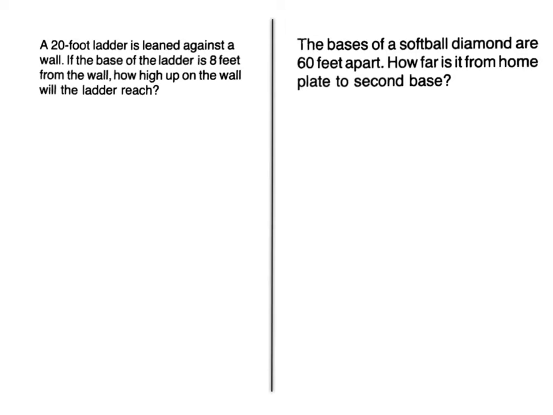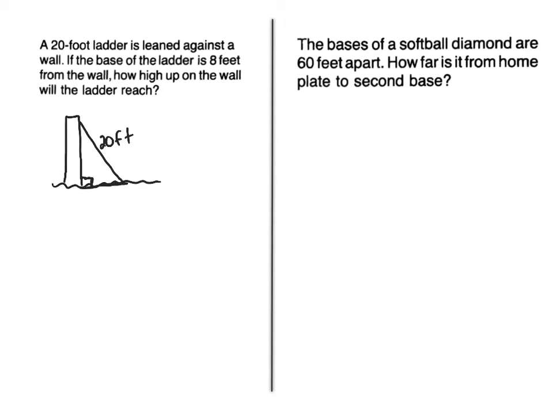So the first thing I'm going to do is draw a picture. I have my wall, I have my 20-foot ladder. So I know the ladder is 20 feet. I don't know how tall the wall is, and I'm not sure about the other side yet either. But we do know we have a triangle. So we're going to assume the ground is flat. Okay, and we have a triangle.